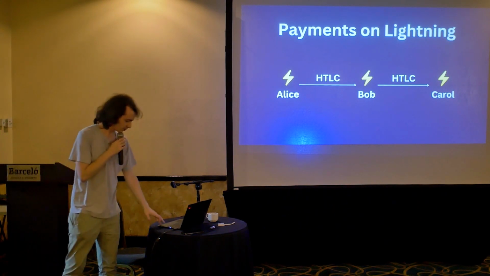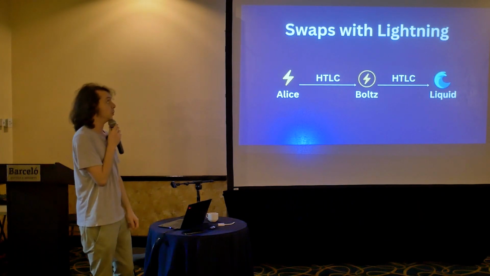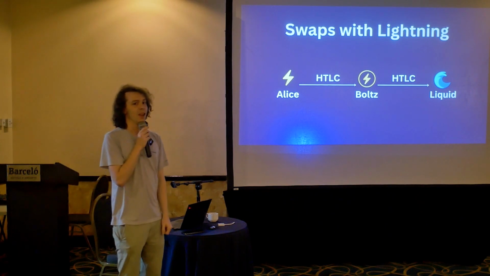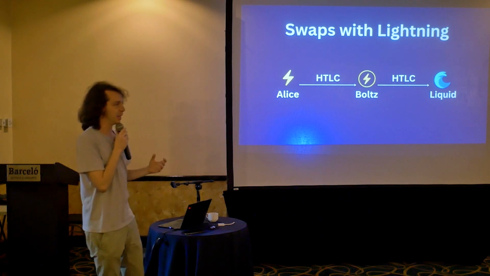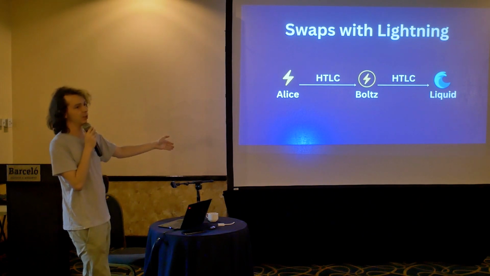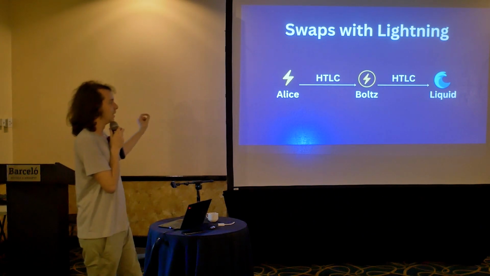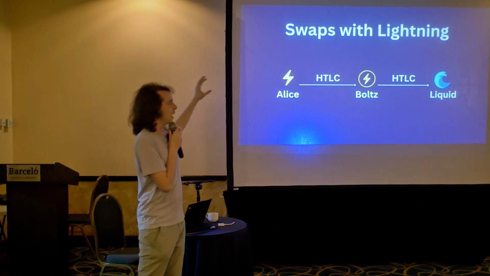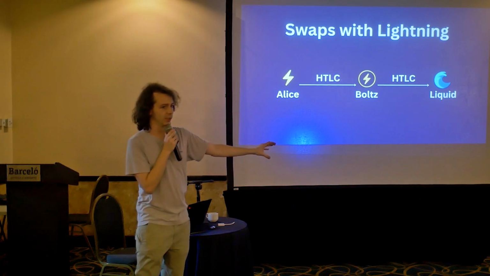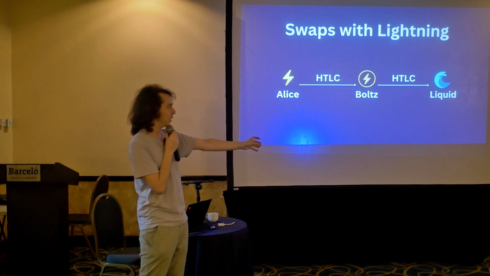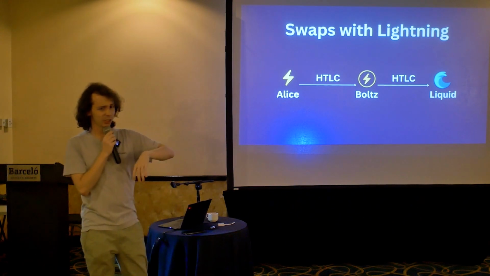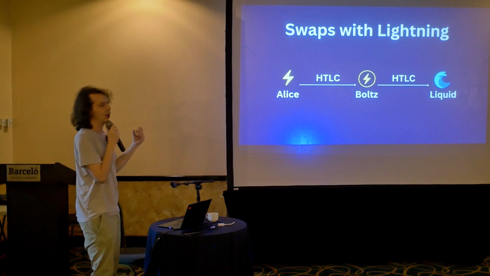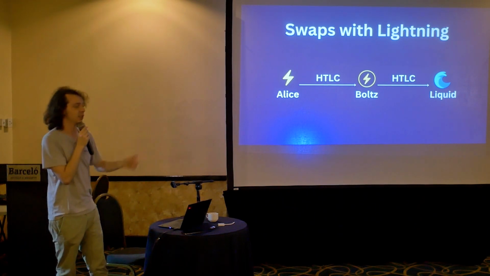So either these scripts are unlocked via a secret, the hash lock, or after a certain amount of time, the time lock. And what we do with our swaps is we take that exact same primitive of hash time lock contracts, but instead of forwarding the Lightning payment to a different Lightning node, we take that HTLC and forward it on chain. We forward an HTLC with the same hash lock and the same time lock onto the blockchain, in this case to Liquid.